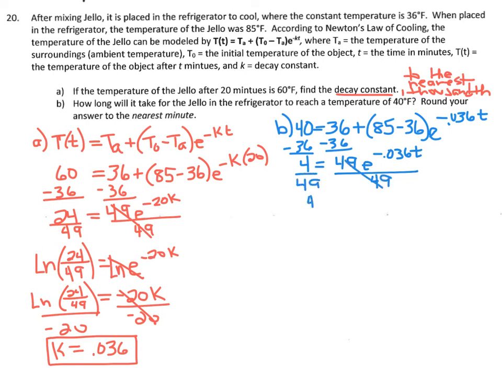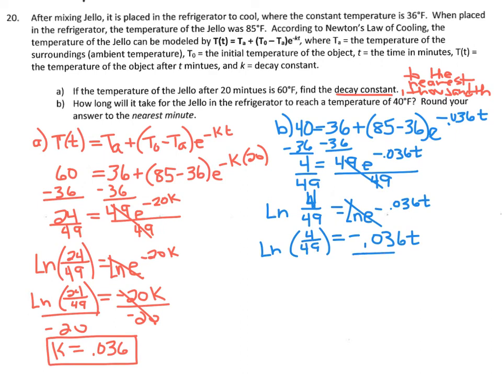And I'm just going to leave the left-hand side of the equation as 4 over 49. It kind of looks like a 9, but that's a 4. And then I'm going to bring down the e to the negative 0.036t power. Now again, to get rid of an e, we put an ln in front of it. And if we do that to the right-hand side of the equation, we also have to do that to the left-hand side of the equation. So on the right-hand side of the equation, just like in part A, the ln and the e cancel, allowing us to just bring down the exponent. And let me bring down the left-hand side of the equation.